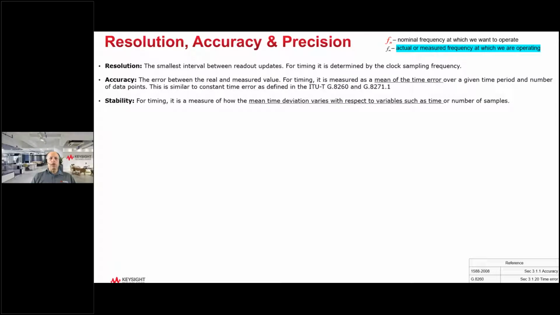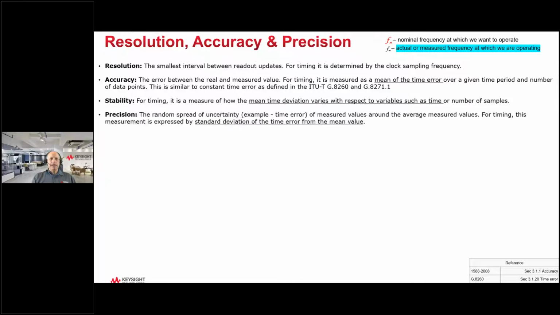Accuracy is the error between the real and the measured value. In our case, we're measuring it using the mean time error. This is also what's known as the constant time error. Stability is looking at the mean deviation with respect to variables, most commonly time. And precision is looking at the standard deviation of the time error from the mean value.